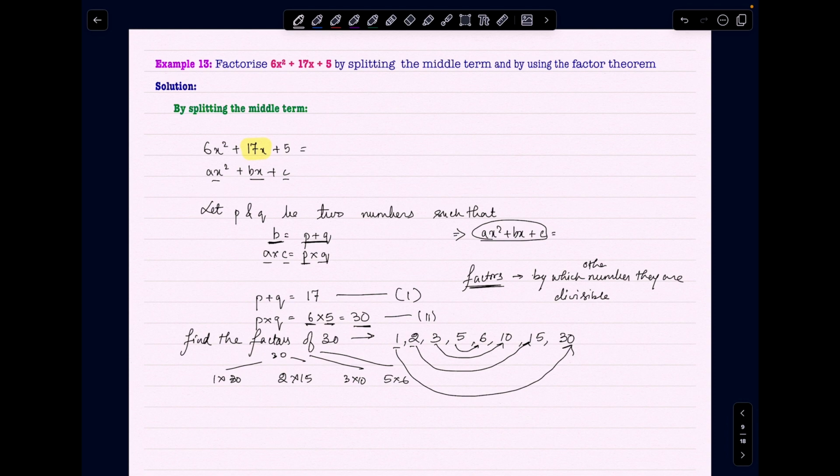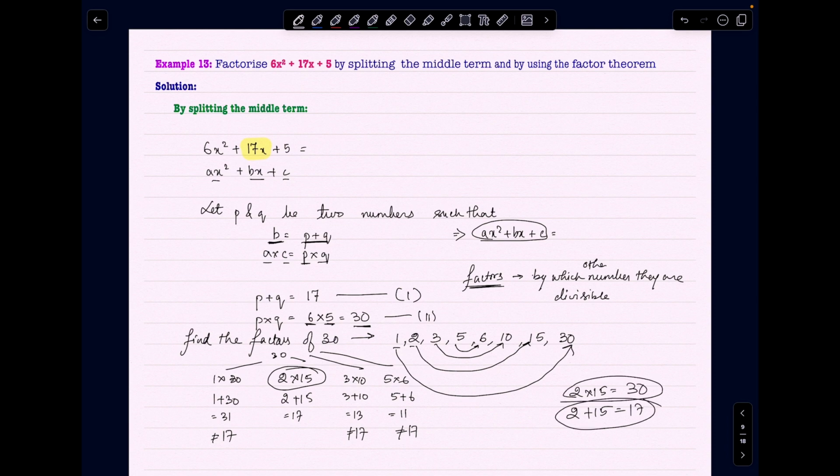Let me see. 1 into 30 is 1 plus 30, that equals 31, not equal to 17. 3 into 10, 3 plus 10, we get 13. That is also not equal to 17. 5 into 6, 5 plus 6 in equation 1 is 11. That is also not equal to 17. Only in the 2 into 15 situation, 2 plus 15 equals 17, and 2 into 15 is 30. So the first equation and the second equation are both satisfied.